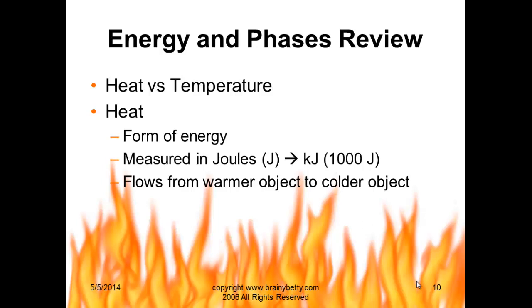What's that? Because the colder objects are absorbing it, right? The colder object is absorbing the heat. So when you hear somebody say in the middle of the winter, shut the door, you're letting the cold in. No, you're letting the heat out. Heat always flows from a warmer object to a colder object. If you pick up maybe an ice cube and you feel like it's cold, it's because that object is sucking the heat out of your hand. That's why you feel like it's cold.